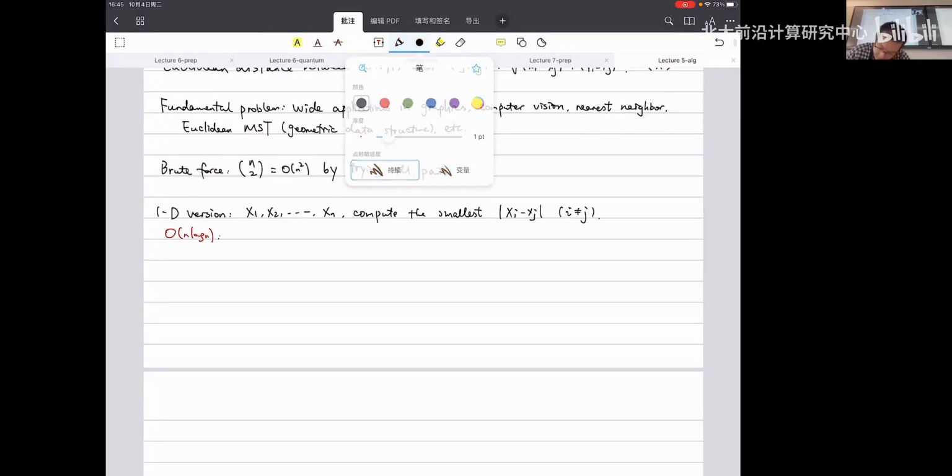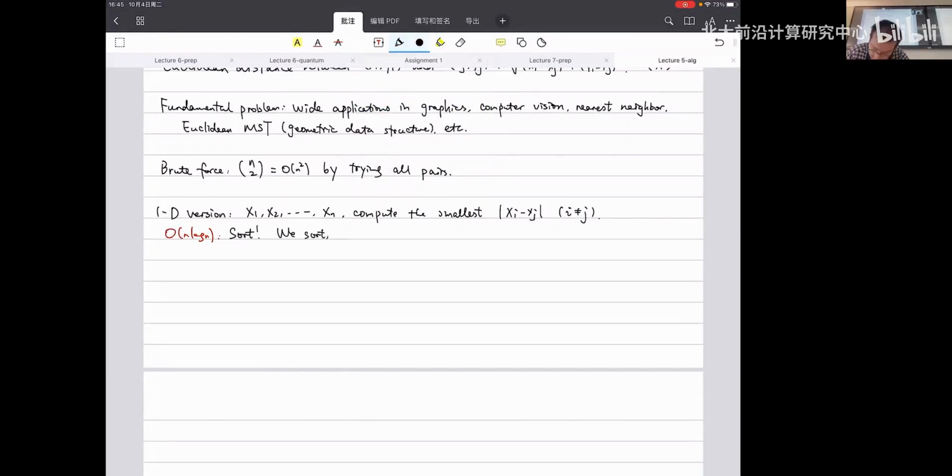We just sort. Without loss of generality, we can assume that x1 is smaller than x2, smaller than xn. And of course, as we just mentioned for merge sort, this part costs O of n log n. The output is simply then the minimum of x2 minus x1, x3 minus x2, until xn minus xn minus 1.